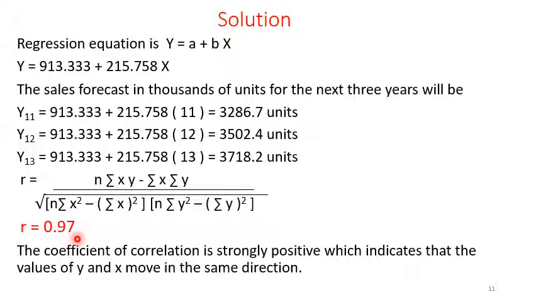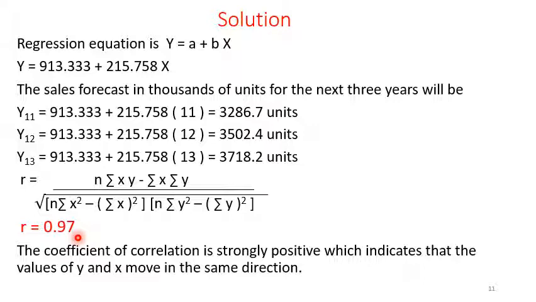What does it mean? R is equal to positive 0.97, which means both x and y move in the same direction. As x increases, y also increases, consistently so far. So it's a very strong positive relationship, because 0.97 is very near to 1. The relationship between x and y is almost perfect.